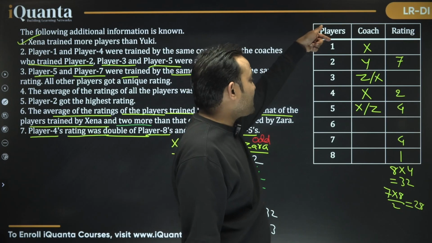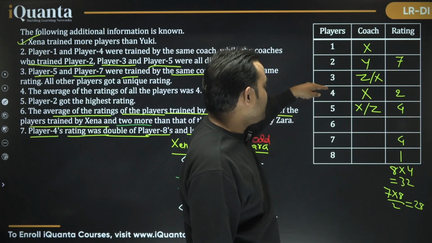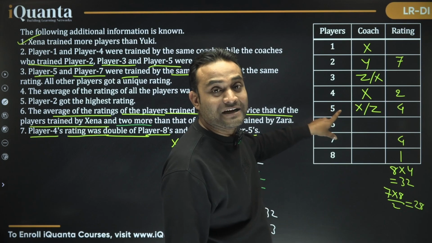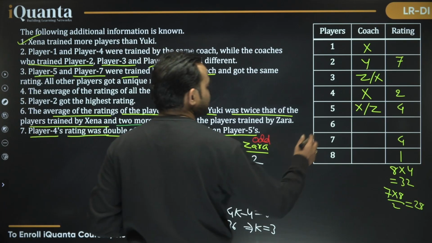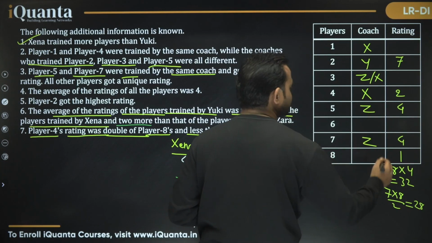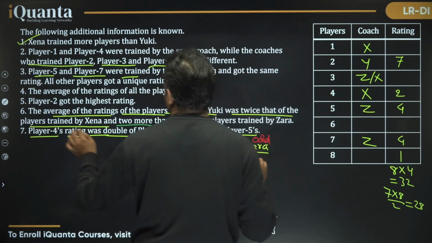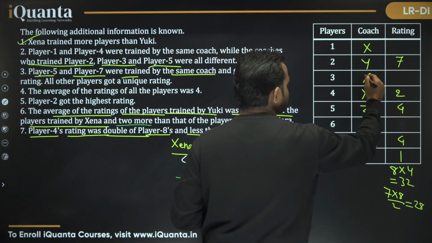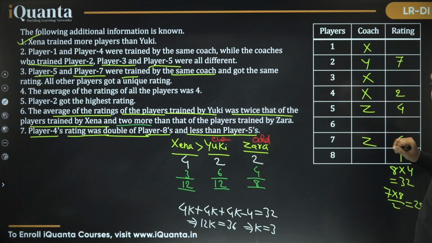Now in case of Zina, we already have 1 and 4, 1 odd, 1 even. If I take 5 and 7 as X, what will happen in that case? 2 odd will be added. So for Zina, there will be 3 odd numbered players, which is not possible. That means we can say this must be Coach Zara. This is Z, this is Z, right? Now, 2, 3, 5 must be different. So player 3 was coached by Coach Zina. So this is X.